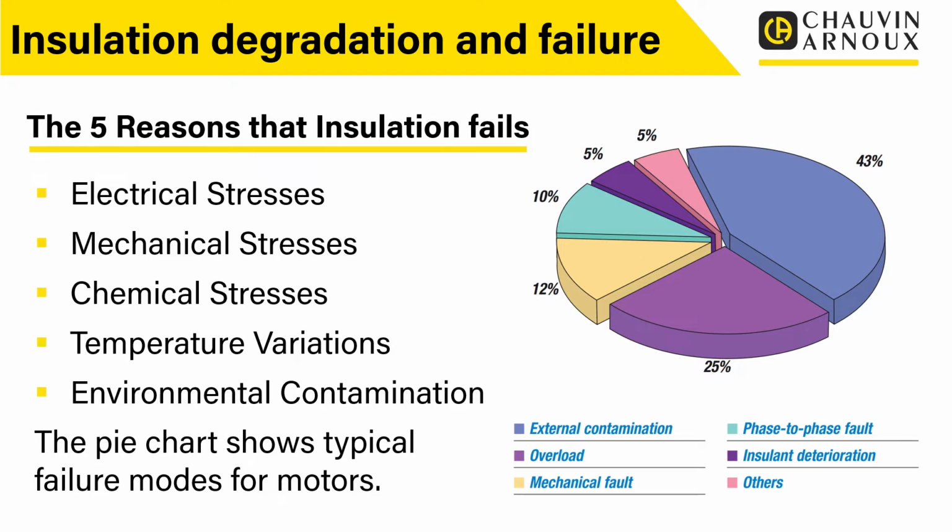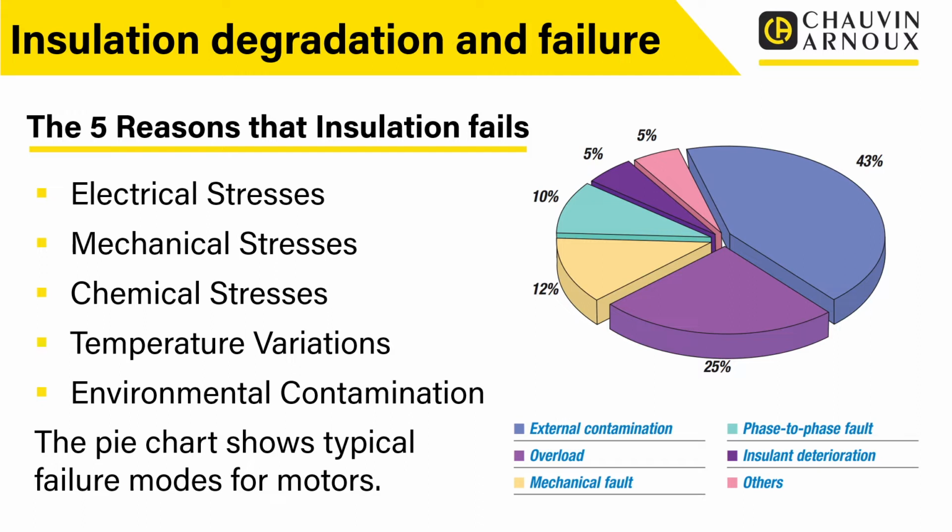Now we've got a pie chart here that shows the typical failure modes for a motor. You'll notice that the biggest chunk, 43%, is external contamination. This is the mold, the dust, the grease, all of these things getting into the motor and into the insulation. This is what's causing a lot of failures. The next one down, 25%, is overloads, so the motor being overloaded.